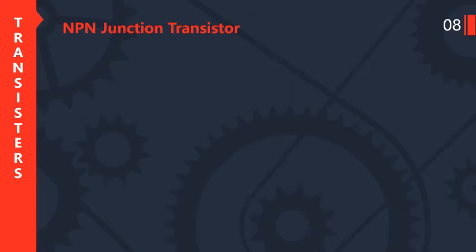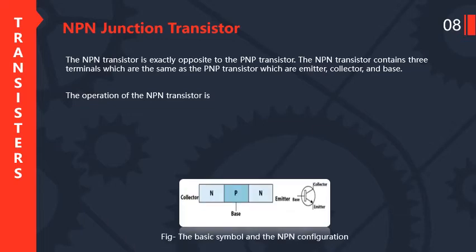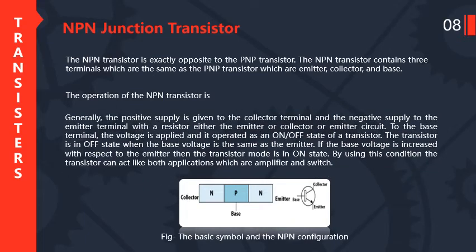Second is the NPN transistor. The NPN transistor is exactly opposite to the PNP transistor. The NPN transistor contains three terminals, the same as the PNP transistor, which are emitter, collector, and base. In the operation of an NPN transistor, generally the positive supply is given to the collector terminal and the negative supply to the emitter terminal with a resistor in either the collector or emitter circuit.